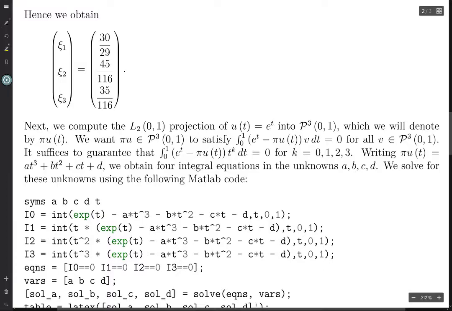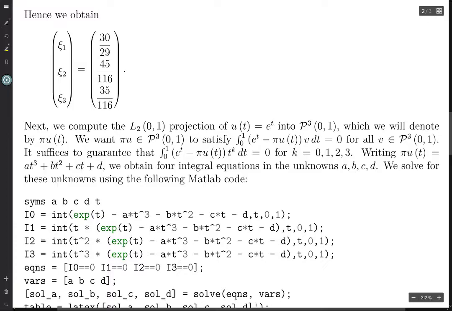So we want this to be a function in P3, and we want to ensure that it satisfies this integral equality for every single v in P3. So this is actually sort of a tall order. It's not obvious just from looking at this that you're able to find anything that does this. But you try to break this down a little bit.